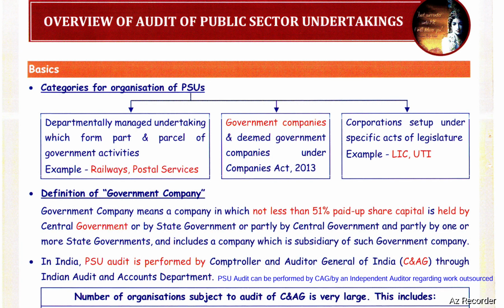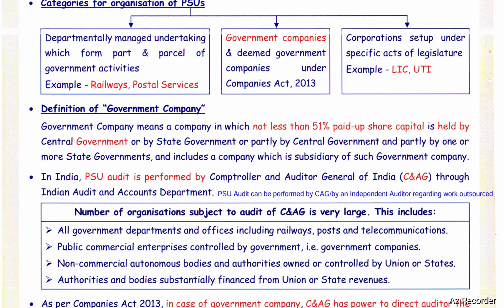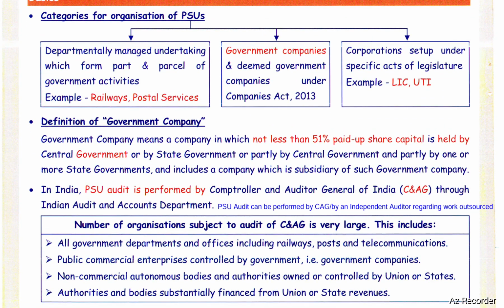Auditor PSUs, public sector undertakings. Categories of PSUs. PSUs are of three types: departmentally managed undertakings, which form part and parcel of government activities. Example, railways, postal services. Second category is government companies and deemed government companies under Companies Act 2013, and corporations set up under specific act of legislation.